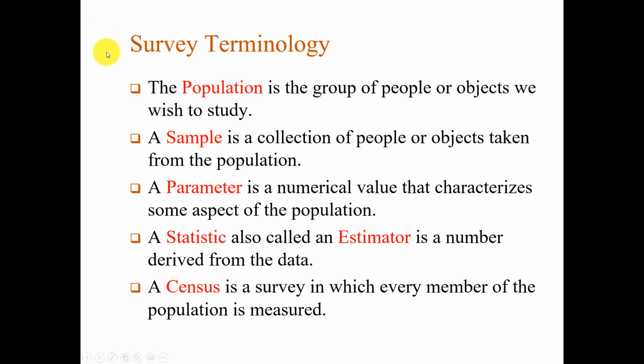So survey terminology, the population is the group of people or objects we wish to study. A sample is a collection of people or objects taken from the population, smaller than the population, and a parameter is a numerical value that characterizes some aspect of the population. A statistic can be called an estimator and is a number derived from the data/sample. And a census is a survey in which every member of the population is measured. Example of that, our U.S. Census 2020 coming up.